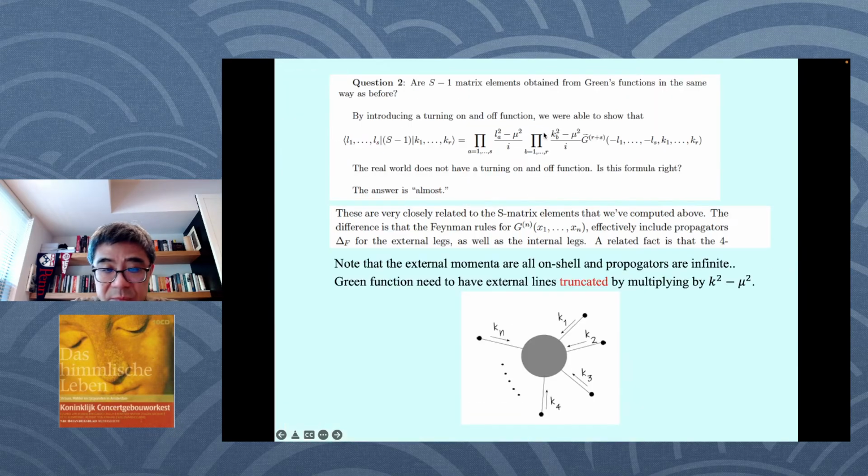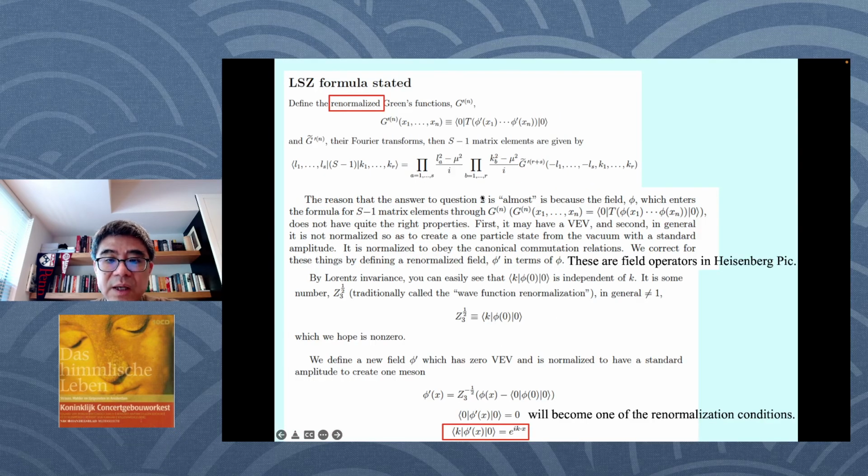Secondly, even so, the answer is only almost. As Coleman explained in his lecture, here I list his explanation. The reason it is almost is because the field phi, which enters the formulation of the Green function, may not have the right properties. By right property, he means that the vacuum expectation value of phi needs to be 0, and the creation operator, the phi, will create exactly one particle instead of multiplying by a coefficient.